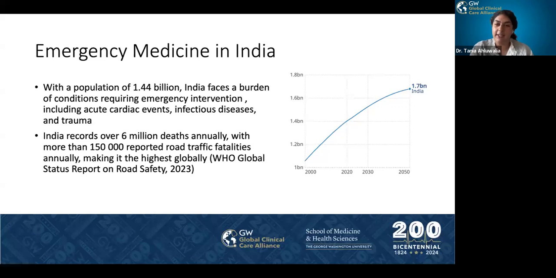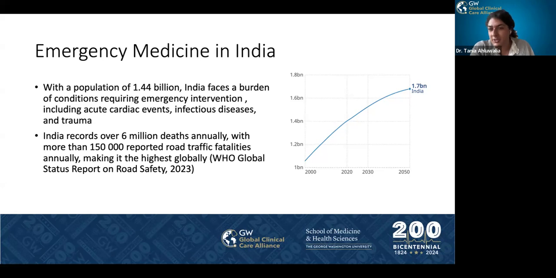This stark disparity highlights the critical gap in emergency medicine education and the need for sustainable and scalable initiatives, as well as capacity building efforts. To reach similar proportions, over 130,000 trained emergency physicians are needed in India today to provide adequate access to emergency care.